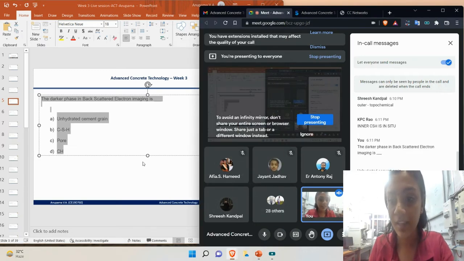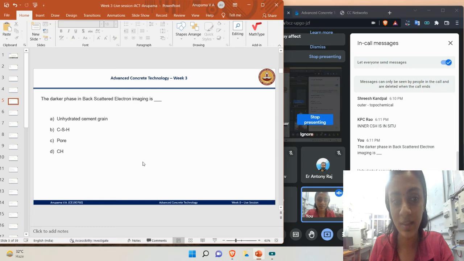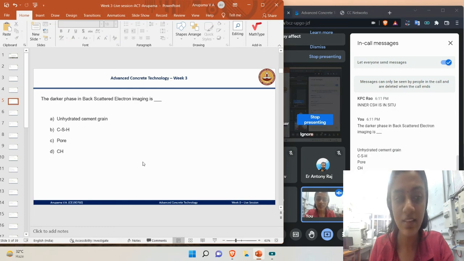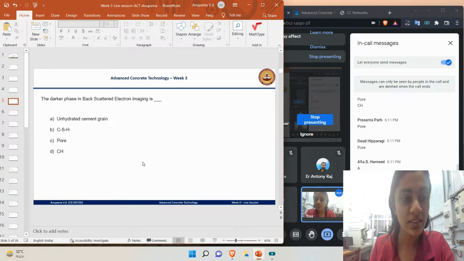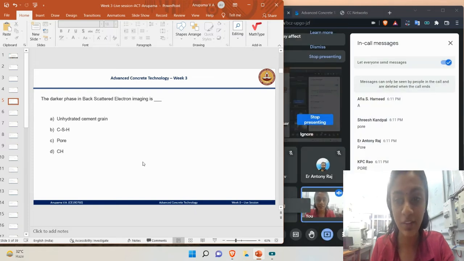The darker phase in backscattered electron imaging is: A, unhydrated cement grain; B, CSH; C, pore; and D, CH. I'm asking about the darker phase or the black phase.